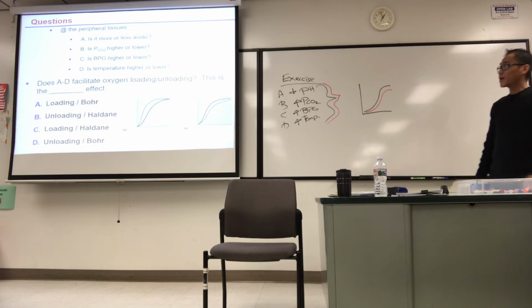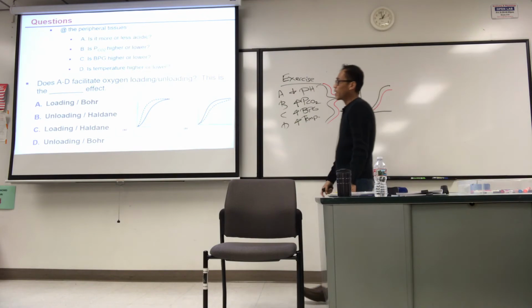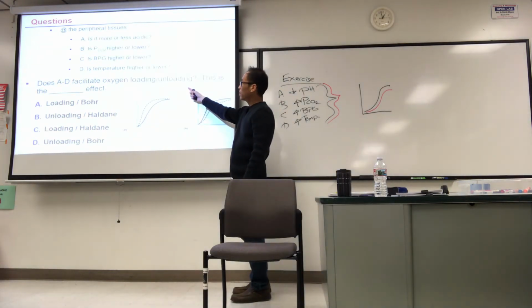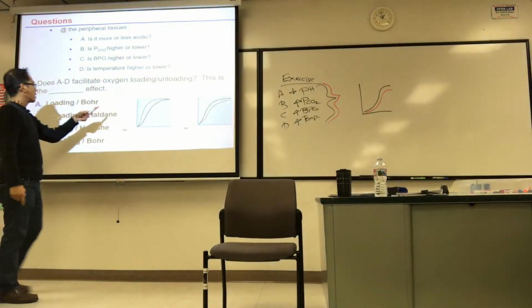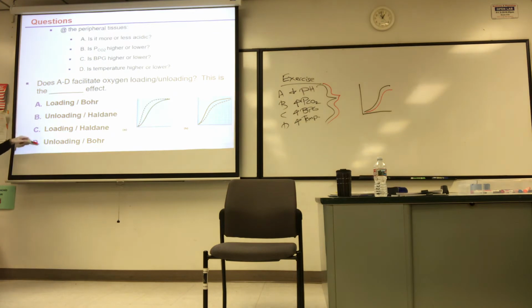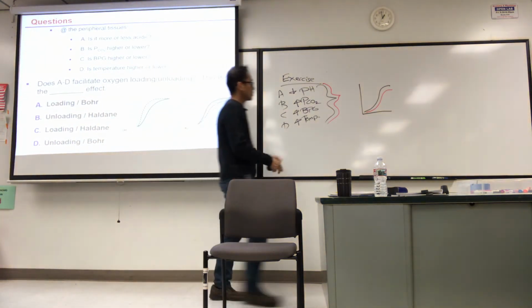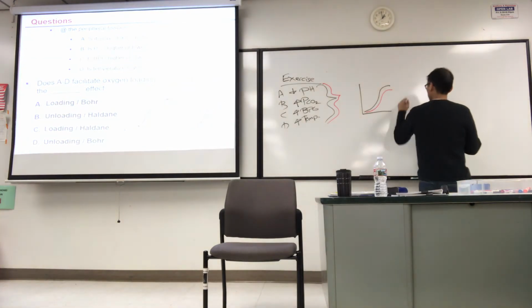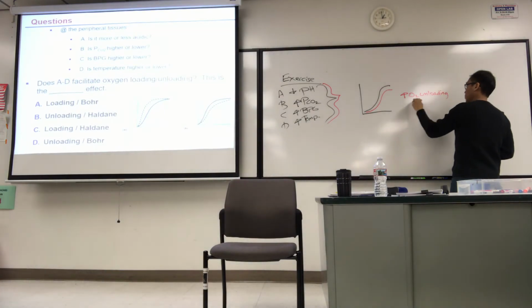All right, so then again, we still have our four parameters. We shifted rightward. Now I answer this. So these things, A through D, how would you answer it? Do they facilitate more oxygen loading or unloading? And then what effect is that called? Which of these choices is correct? It facilitates more unloading, and we call that the Bohr effect. So this shift means increased O2 unloading, called Bohr.